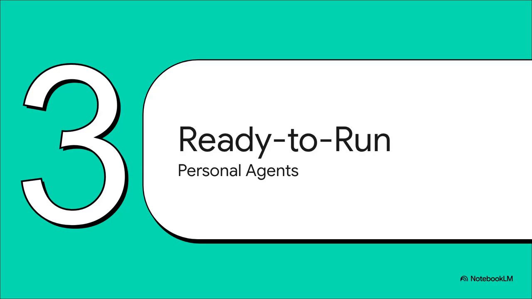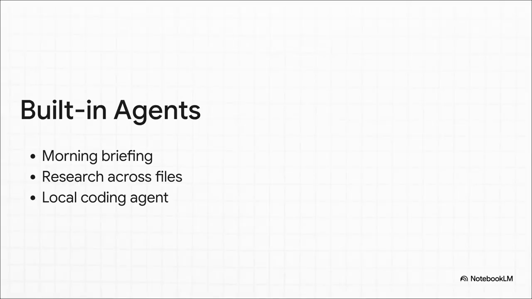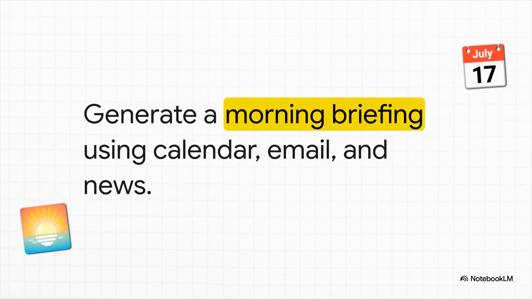Section 3. Ready to run personal agents. So the crucial point is that OpenJarvis doesn't just hand you a blank, blinking cursor and wish you the best of luck. OpenJarvis 1.0 ships with ready-to-run presets, and these presets are absolutely fantastic because each one perfectly bundles a specific agent with the exact engines and tools it needs to execute its task. Right out of the box, you get access to 3 highly capable built-in agents: the morning briefing agent, the research across files agent, and the local coding agent. Let's start by looking at that morning briefing agent.